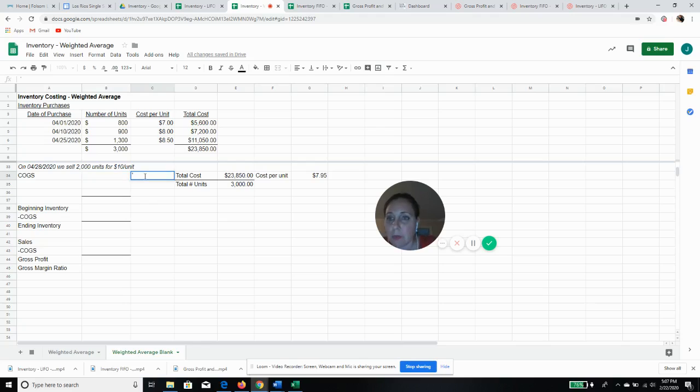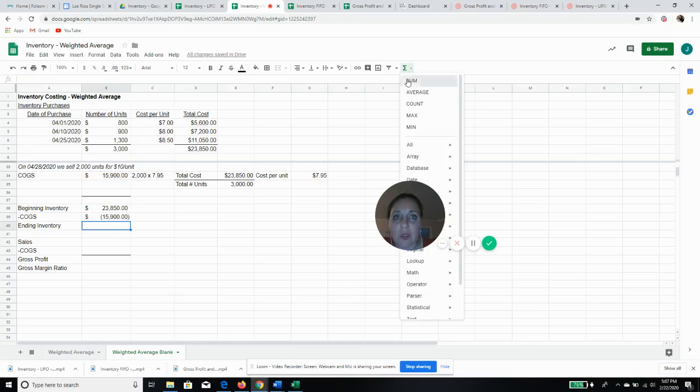So in this example, we sold 2,000 units times 7.95, and that is going to give us $15,900 cost of goods sold. Our beginning inventory is everything. Our beginning inventory we also call cost of goods available, and our cost of goods available minus our cost of goods sold gives us our ending inventory.